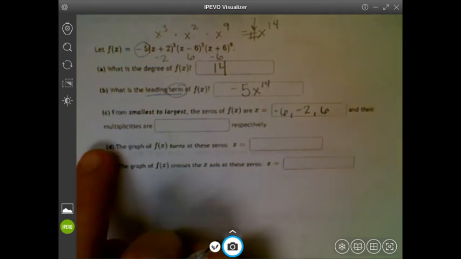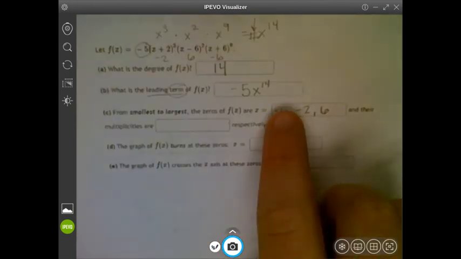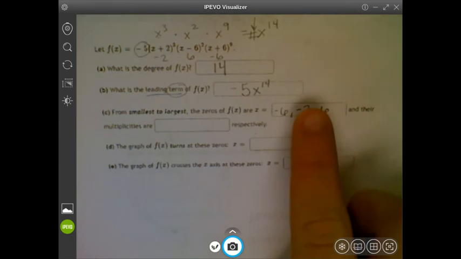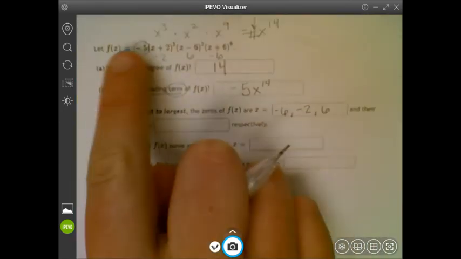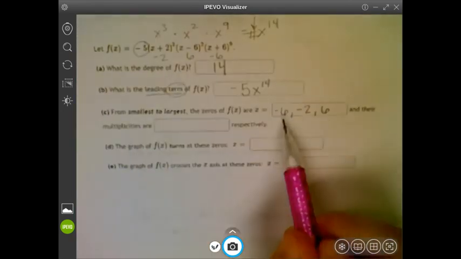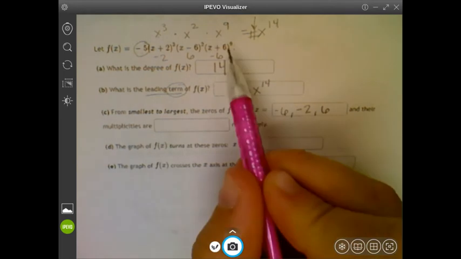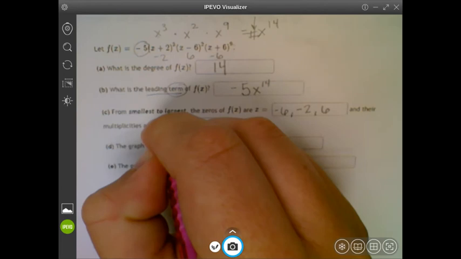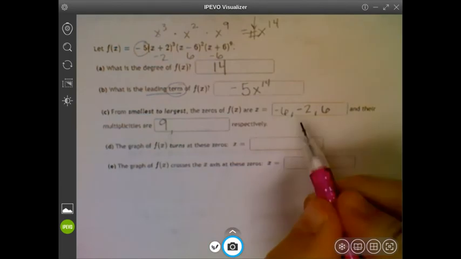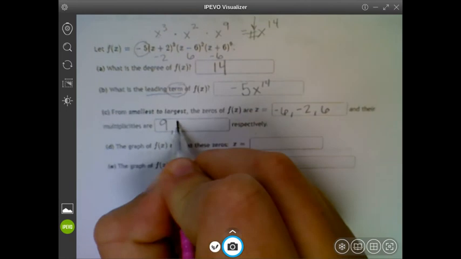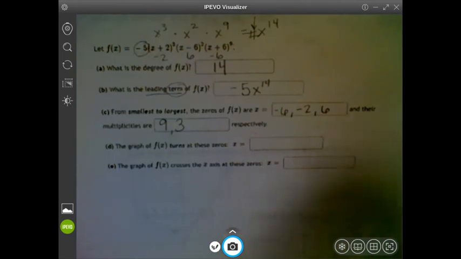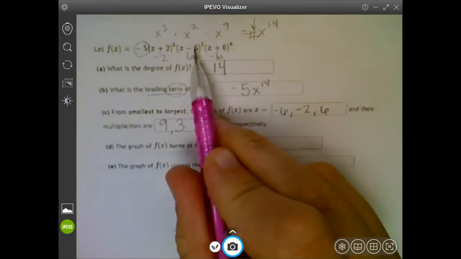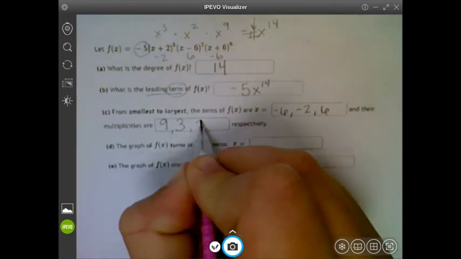And then it says their multiplicities are blank, respectively. So you have to go in the order that you put them in here, not the order that they're listed in your equation, but the order that you put here. So the negative 6 came from this factor. Its multiplicity is 9. The negative 2 came from this factor here. Its multiplicity is a power of 3, so multiplicity 3. And then the 6 came from this factor here, so multiplicity of 2.